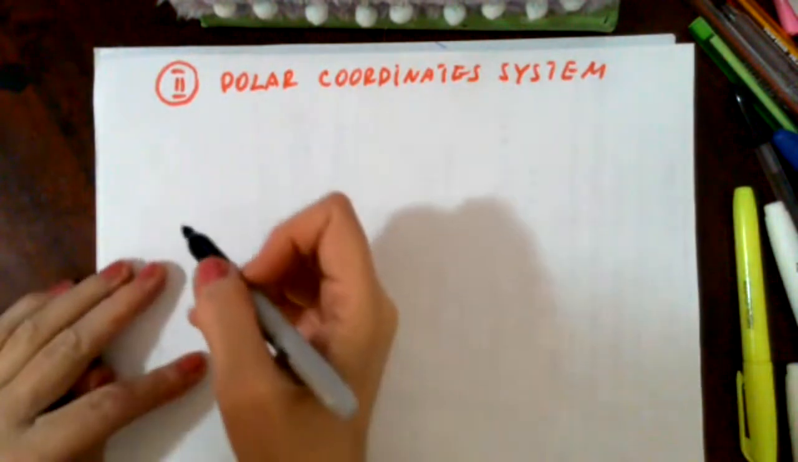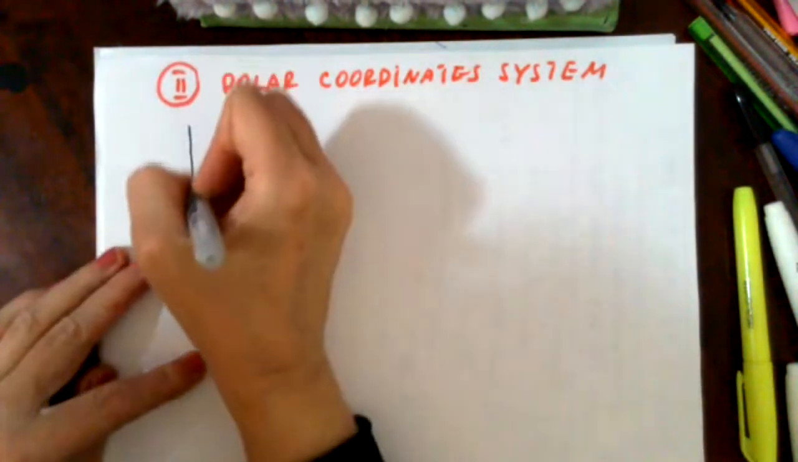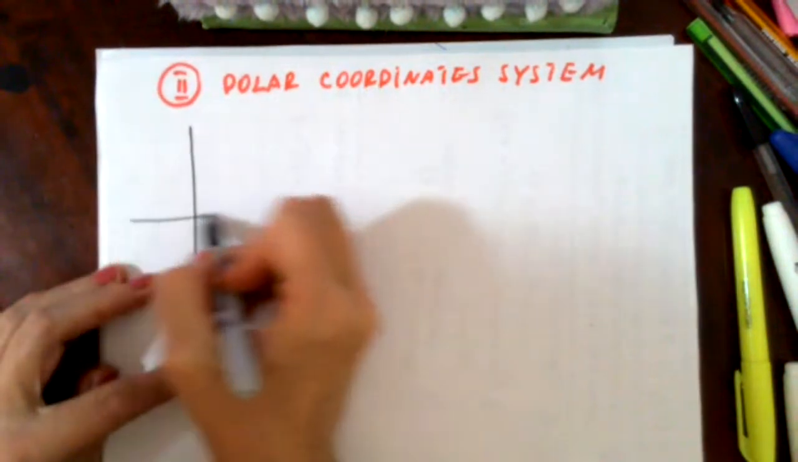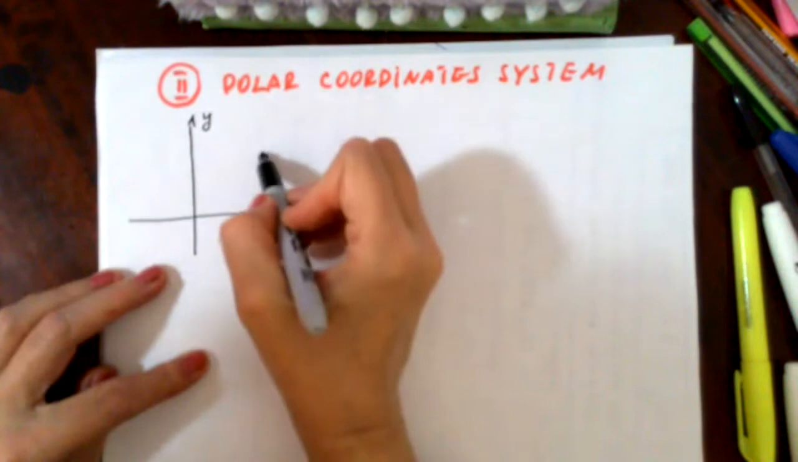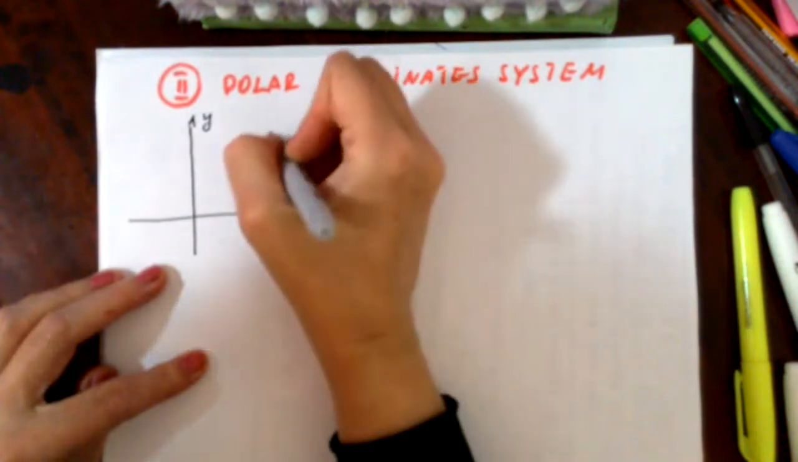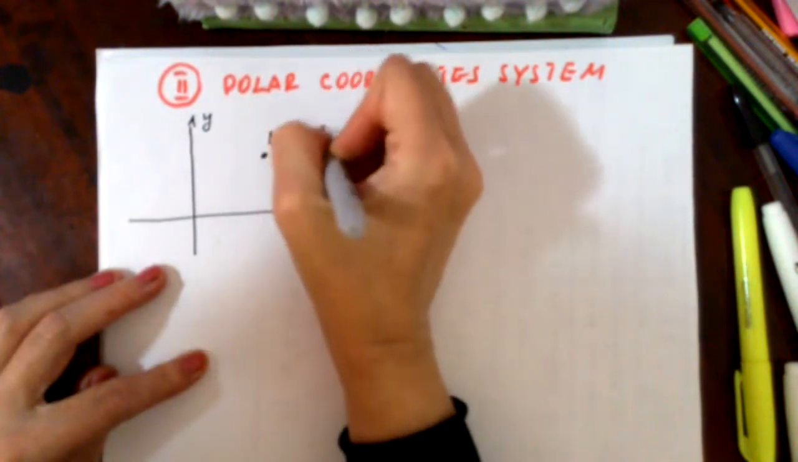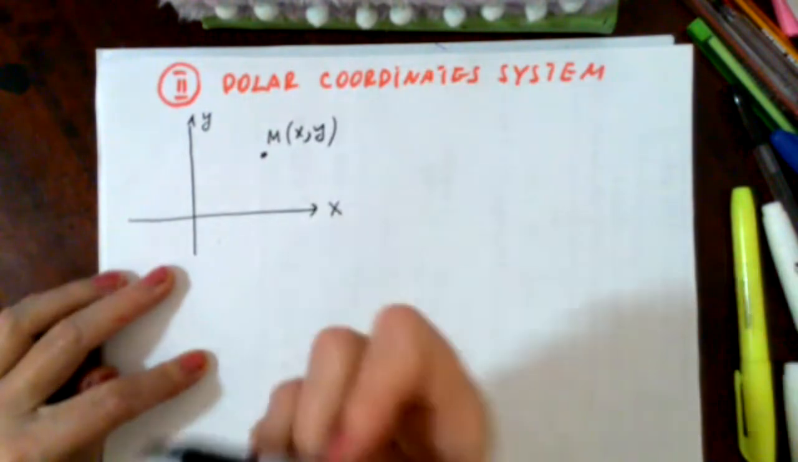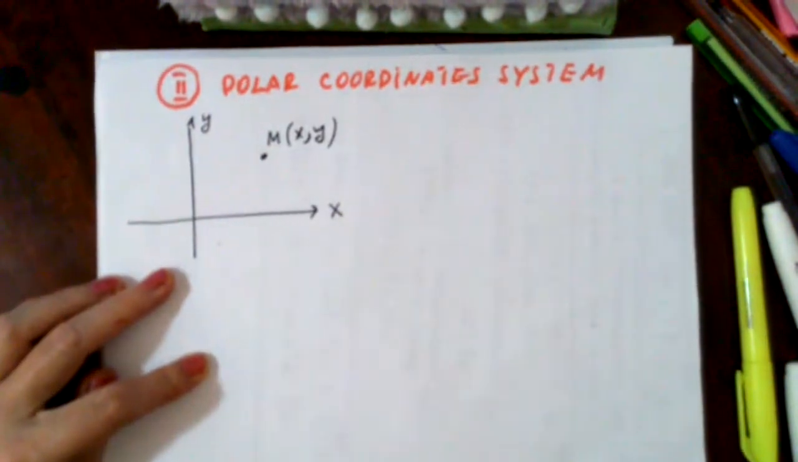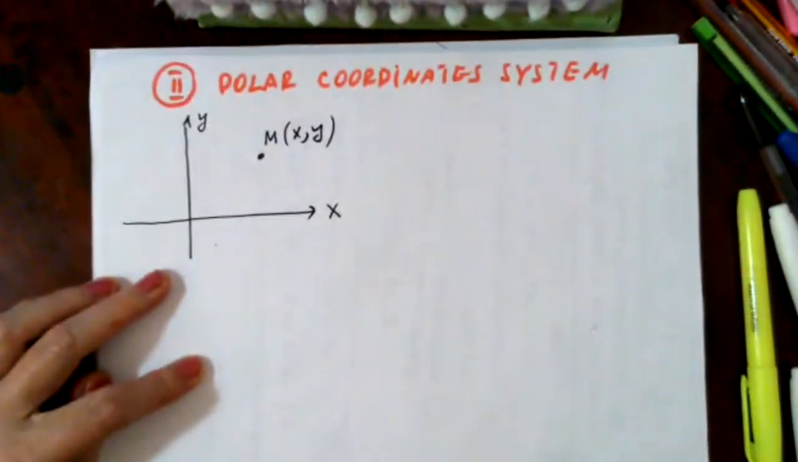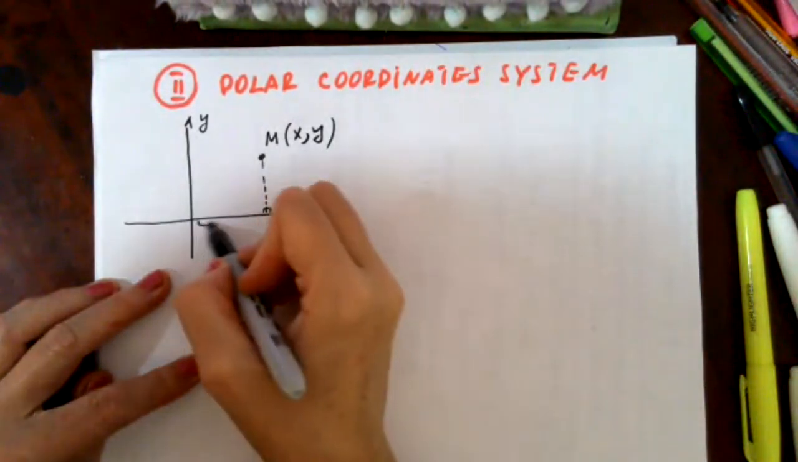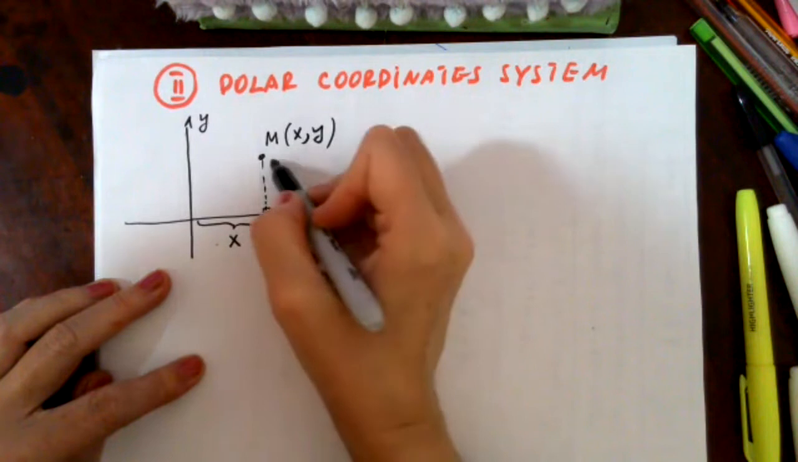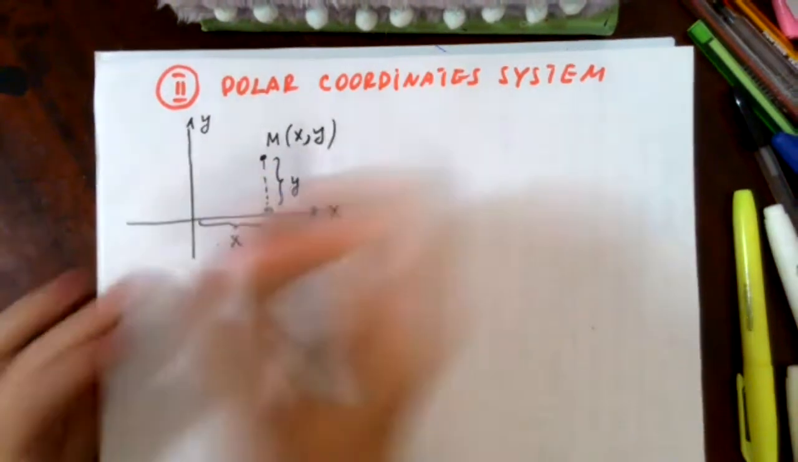Okay, what is the polar coordinate system? Let's draw our Cartesian coordinate system first with x and y axes. And let's consider some point M. Point M has two coordinates x and y. What is the geometrical meaning of these coordinates x and y? You know the idea, x is this length and y is here. You know it pretty well.